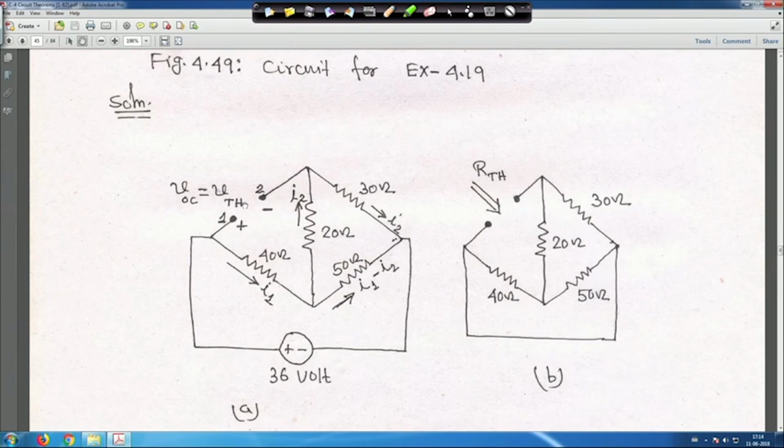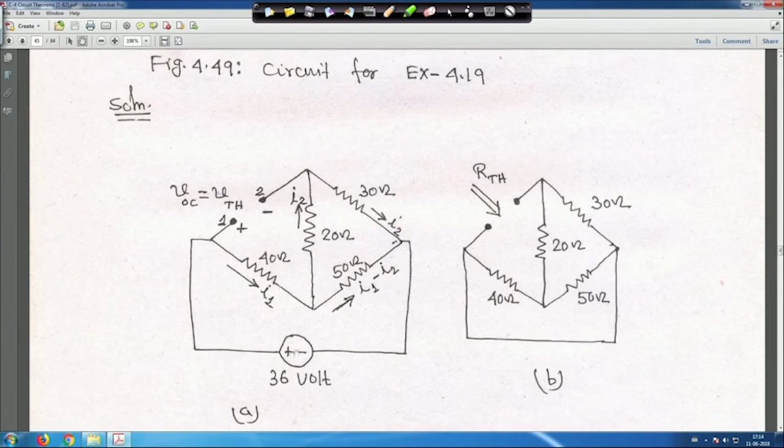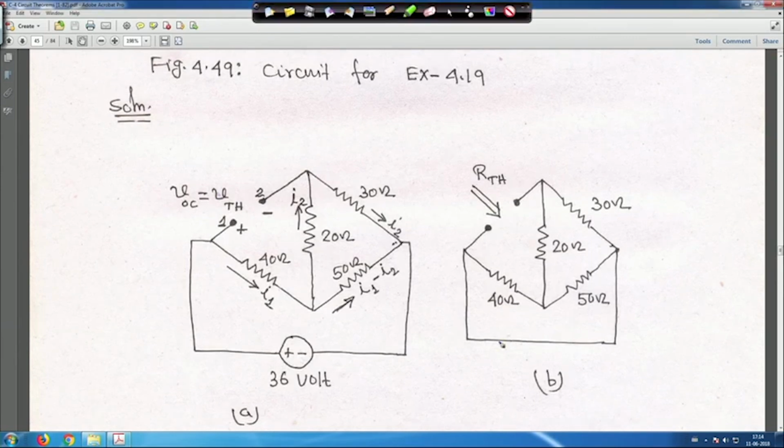And for R Thevenin, that voltage source is shorted, this voltage source is shorted here, right. So, it is shorted, this is for R Thevenin, and this is for your V Thevenin. We have to solve this circuit for V Thevenin.